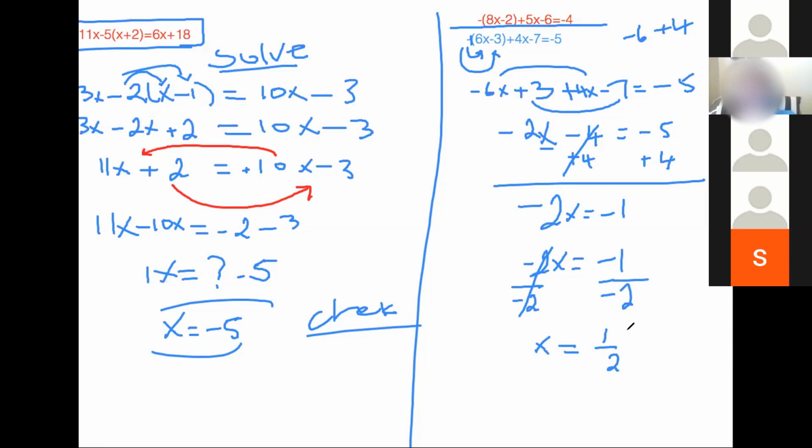Okay? So first distribute, if you have parentheses. Combine like terms. Make sure you get the x by itself. You want to cancel any number with the x until you get the x by itself. Okay, so that's what we call first degree equations.